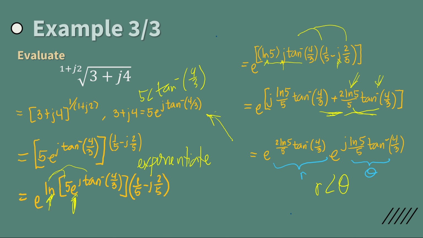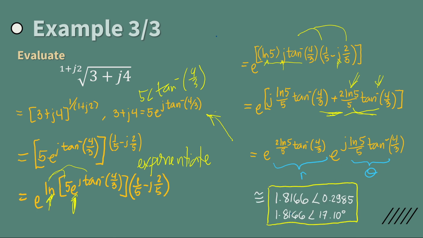So you have here your final answer. If you compute that separately, you will have r e to the j theta. Theta here is 0.2985, and as I said, that's in radian form. And then you calculate the modulus, that's 1.8166. If you are required to present in degree form, you convert that radian to degrees, which is 17.10 degrees. Okay, that's it.